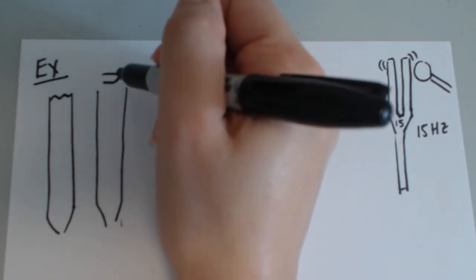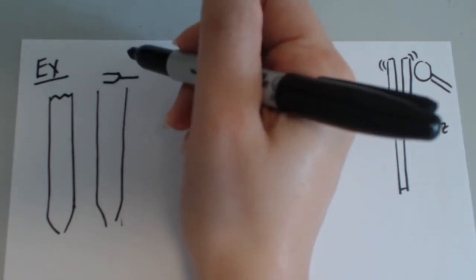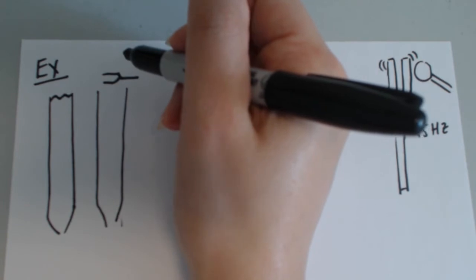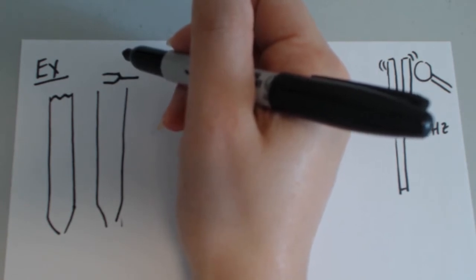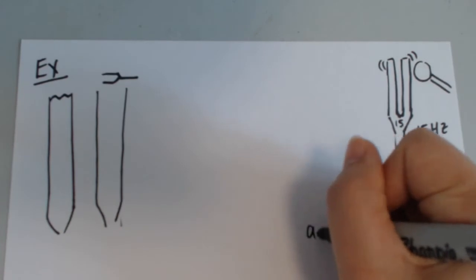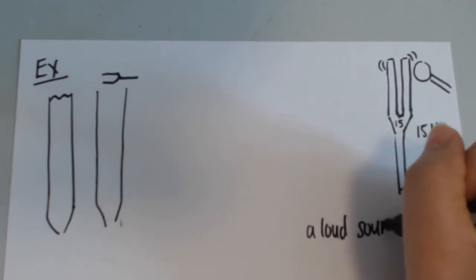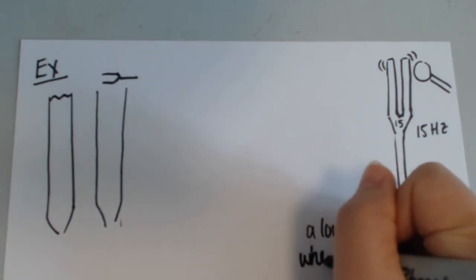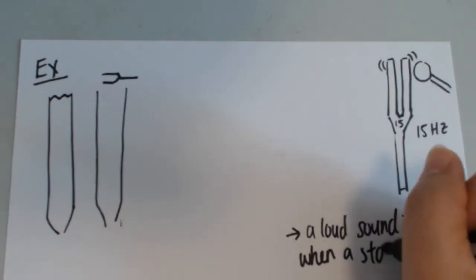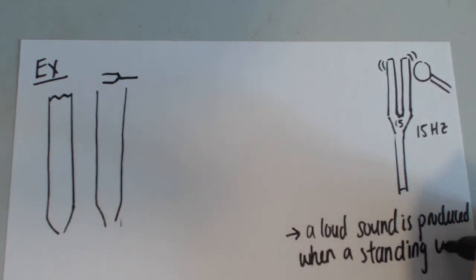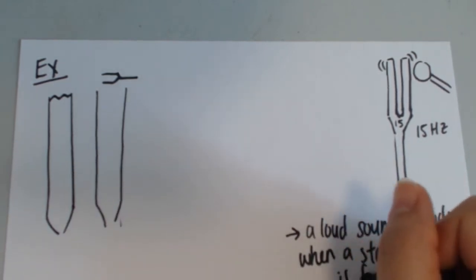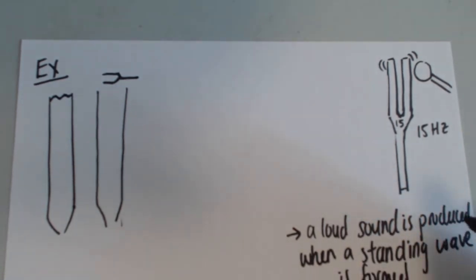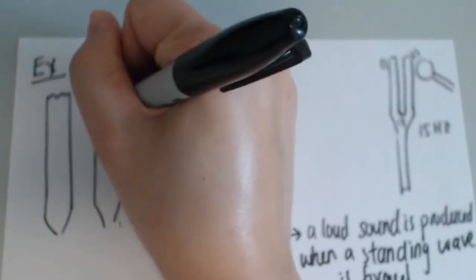The idea is we want to see when the reflected sound is the highest, because that's when we'll know that a standing wave has been produced. So please remember that. A loud sound is produced when a standing wave is formed. So let me write that down. A loud sound is produced when a standing wave is formed. Okay, so the first loud sound happens at distance x, so that's about here.